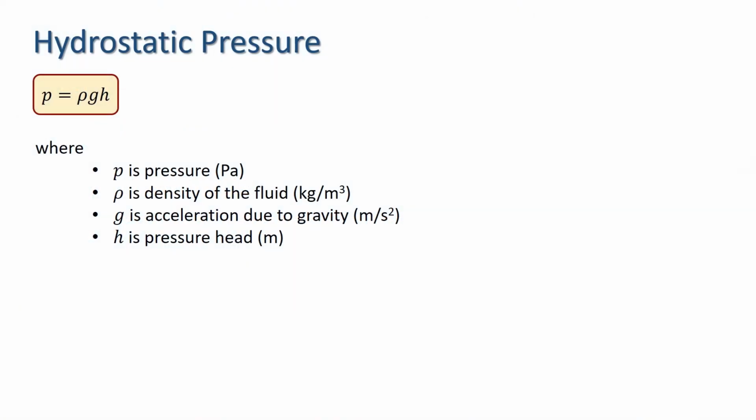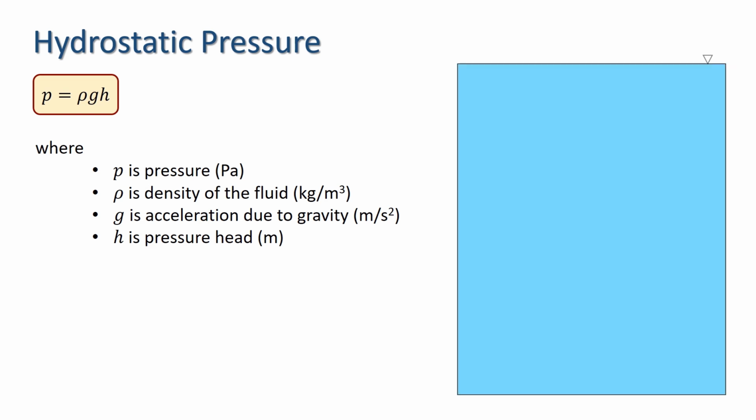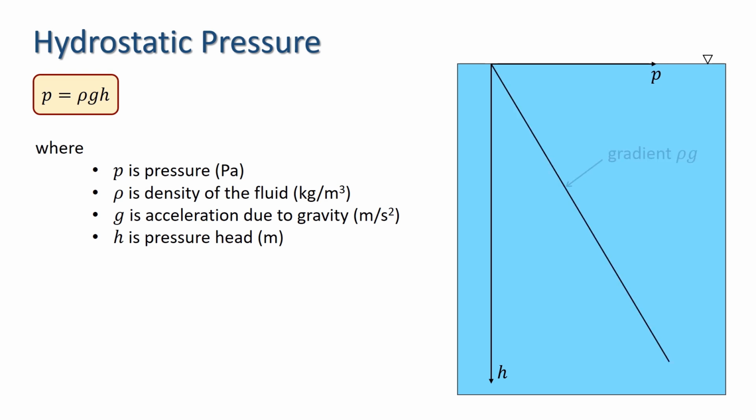Everything in hydrostatics derives from the linear relationship between pressure and the vertical distance of a point in a liquid from the free surface of the liquid, what we call the pressure head. Plotting pressure P against pressure head H, we have a straight line with gradient ρg as shown here.